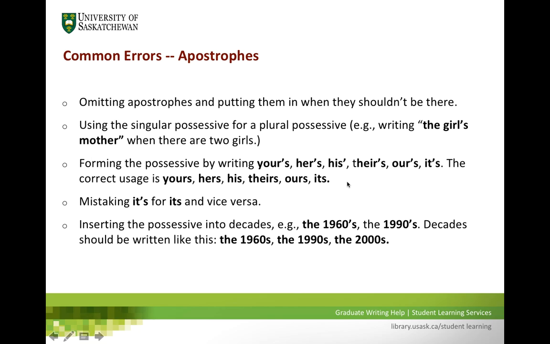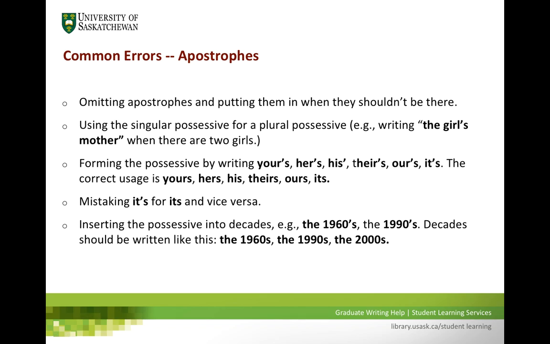Another mistake I often see is mistaking its for it's and vice versa. So writing it's for the possessive and using it apostrophe s. Of course, it apostrophe s is short for it is.